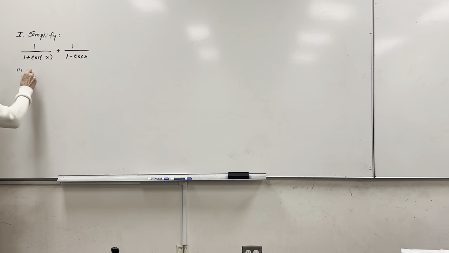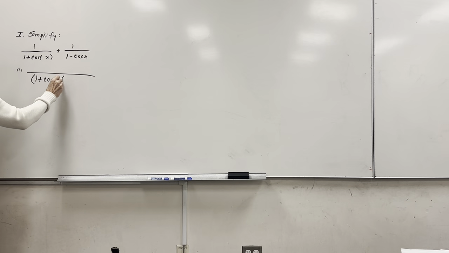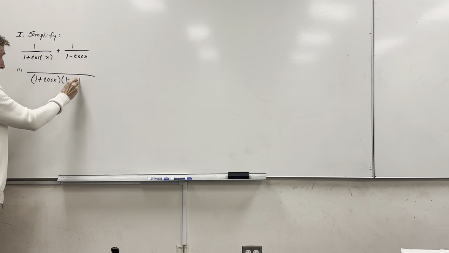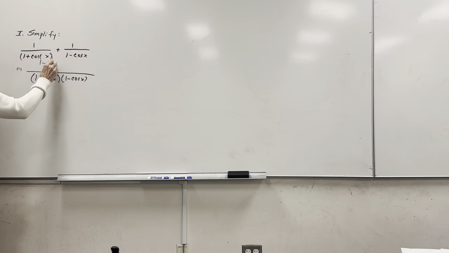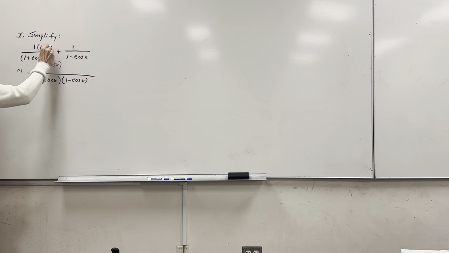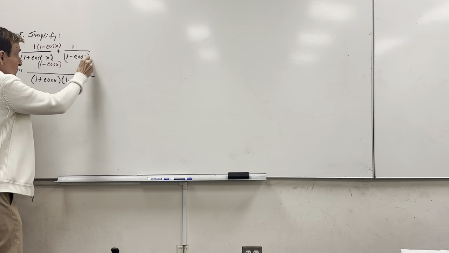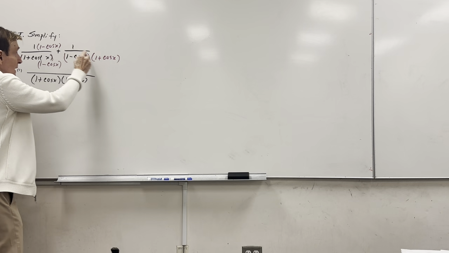Common denominator. The common denominator, right now in the raw form you see, is 1 plus cosine x times 1 minus cosine x. And he wants a common denominator, which says, well, be patient. This one is missing the 1 minus cosine x, so put that in here. And the second is missing the 1 plus cosine x, so I gotta put that in.